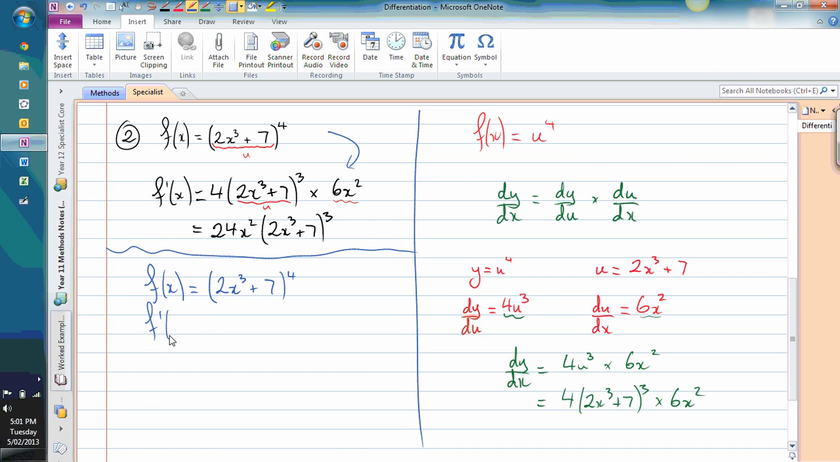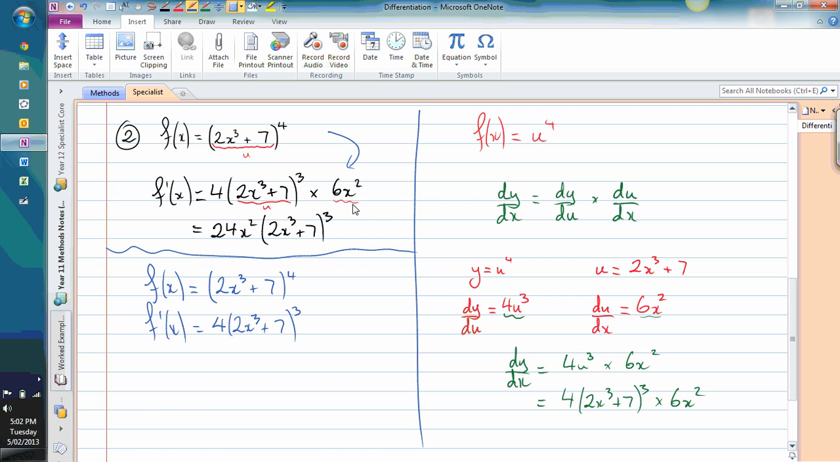We can just go f prime of x equals, we can just differentiate this and treat the middle part as if it's just a regular old x. So imagine for a second that this is just x to the power of 4. If it was x to the power of 4, I'd bring my power down. I would keep my x unchanged, so in this case x is just 2x cubed plus 7, and reduce the power by 1, giving me a 3.